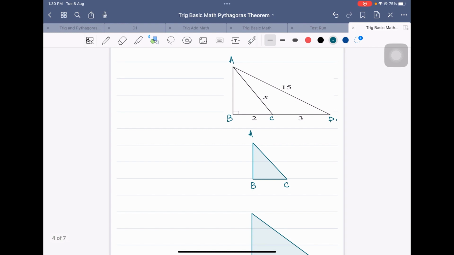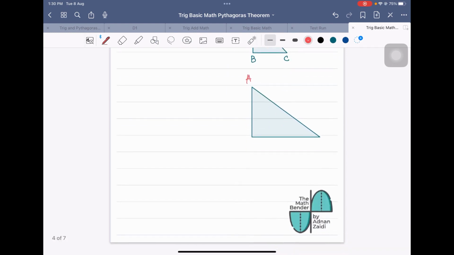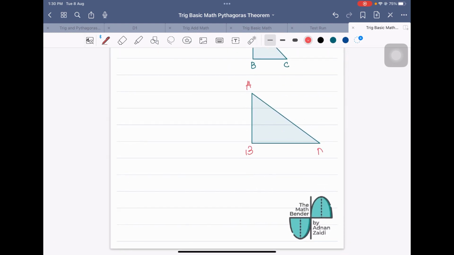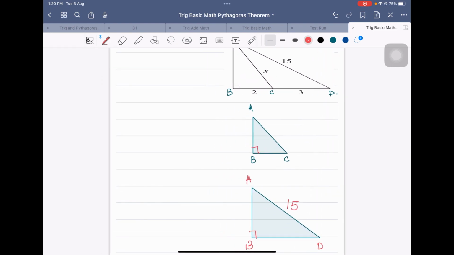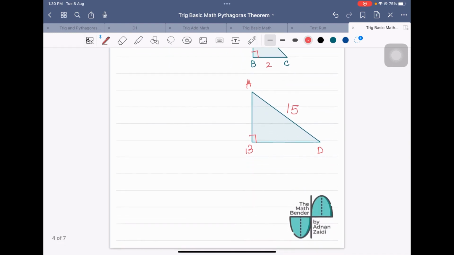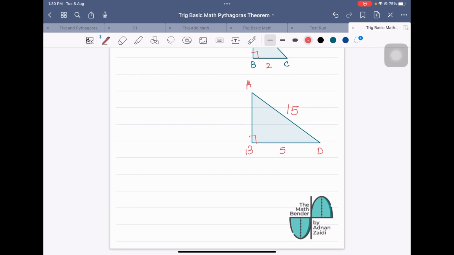A, B, and D. Let's mark these. As I see, AD is 15, I'll mark it here. Angle B is 90 degrees. Now AC is x, which is what I need to find, BC is 2, and if you see BD, the biggest side there, it is 3 plus 2, which is 5.